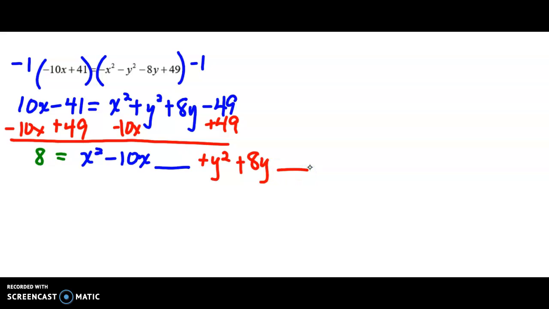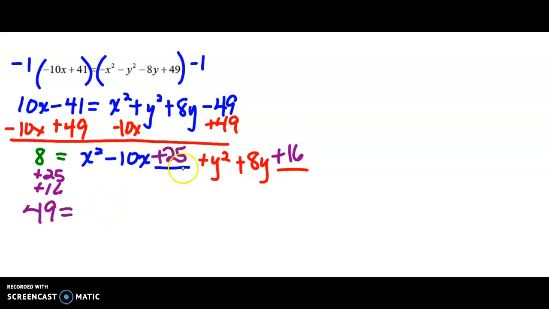Okay, now we're going to complete this square. To complete this square for x, we take half of -10 and square it. And so we're going to add 25 to this side and over here as well. We're going to complete this square for the y's. So we take half of 8, which is 4, and we're going to square 4 and get 16. So we need to add that to this side as well. So this side becomes 49.